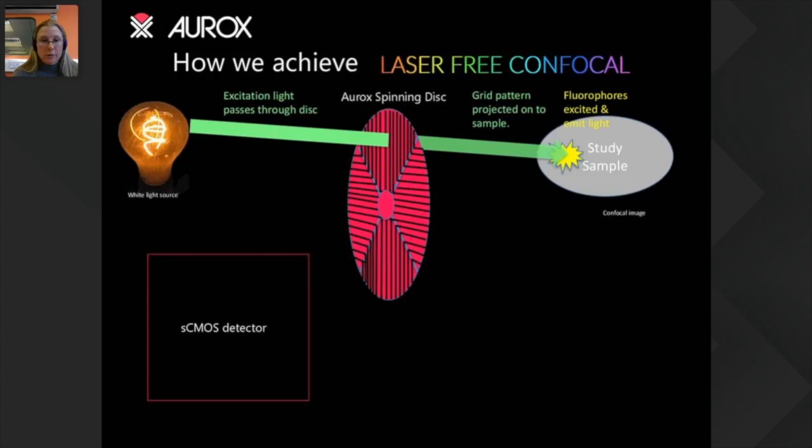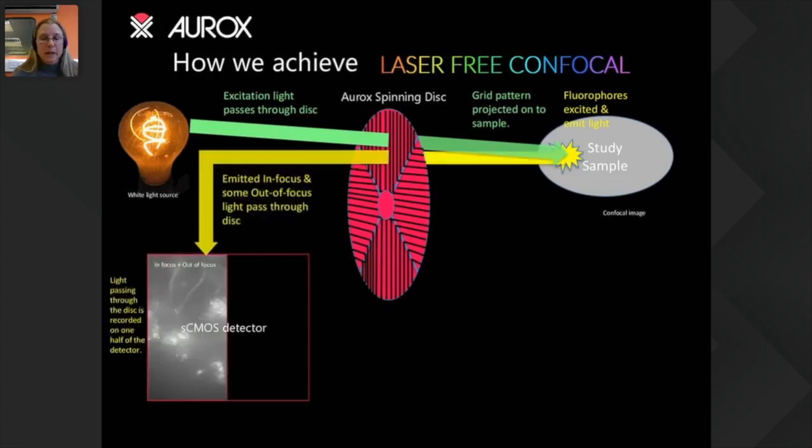This excites the fluorophores and they emit their light. And some of this emitted light can pass back through the disc. So this is about 50% of the light. We project that light path onto one half of the detector, or in the case of Unity, onto one detector. So this light path contains your confocal section that you're looking for, as well as about 50% of the out of focus light. Okay, so it's kind of a slightly cleaned up wide field image.